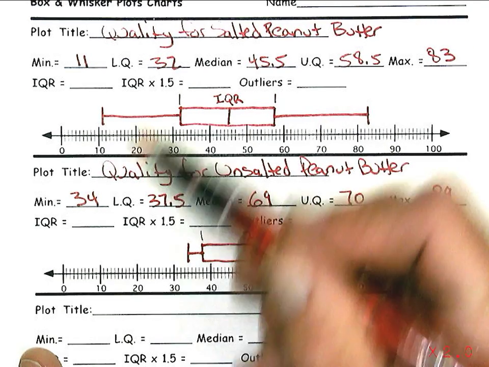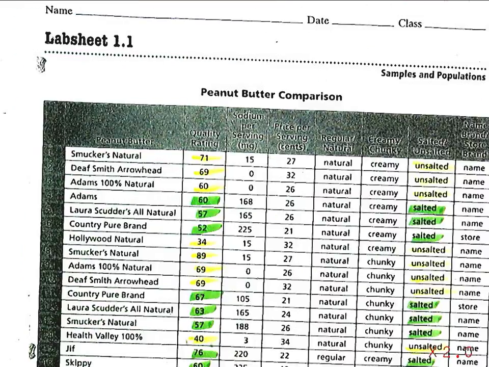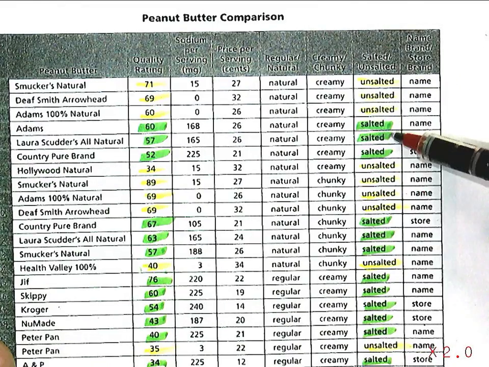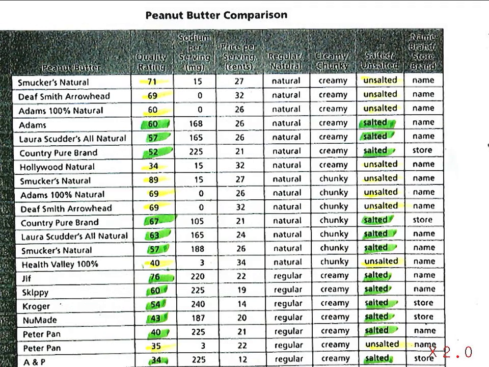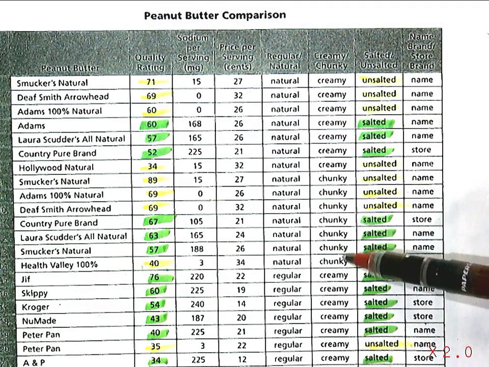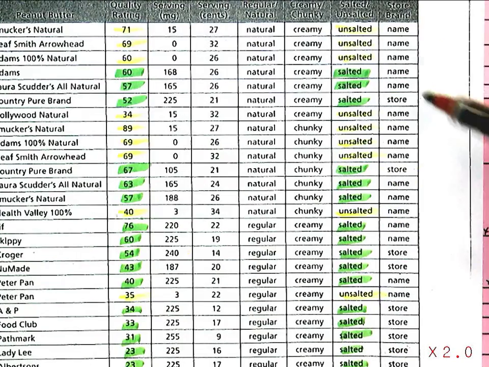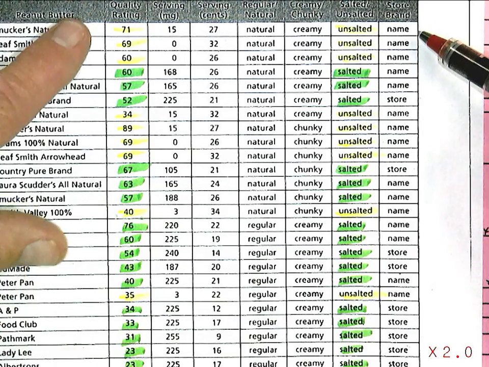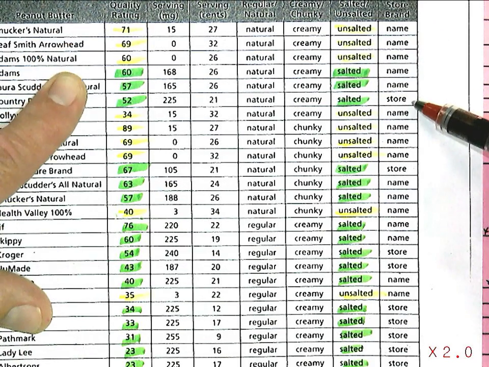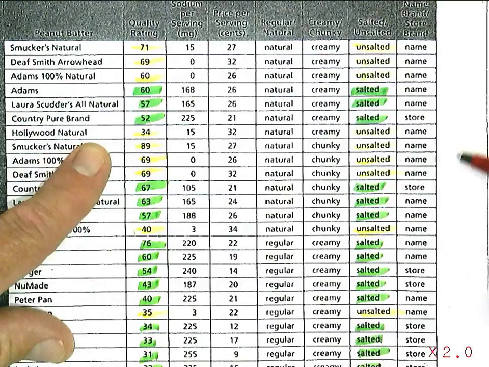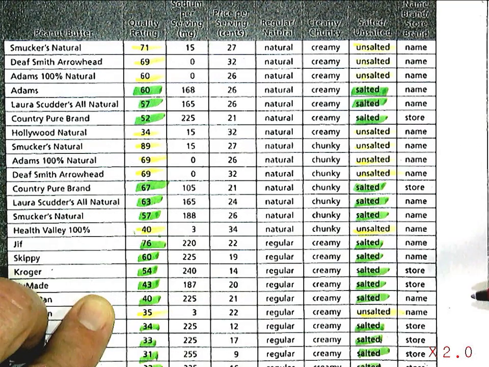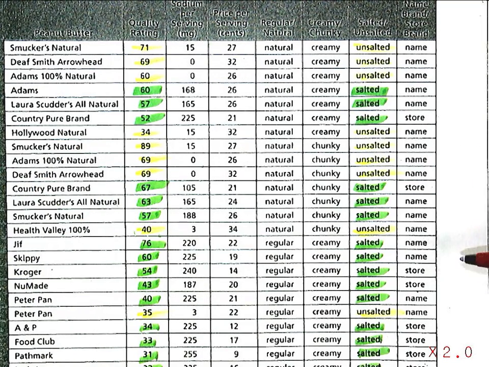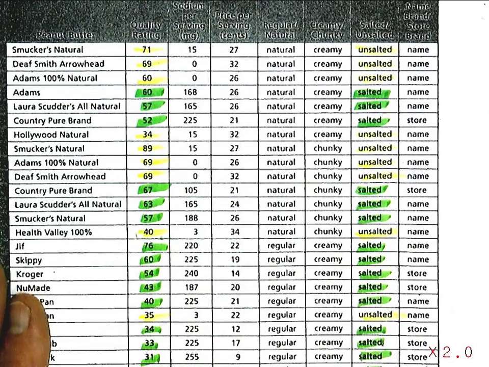And you can do this with any of the different attributes on the chart. We just chose unsalted, salted. We could have compared, say, creamy to chunky, or store brand to name brand, using the same techniques, choosing the quality ratings that go with each of the specific attributes and finding a 5-number summary and then using that to compare the different results in the data set. And so you can see that from this problem, using box and whisker plots to do that.